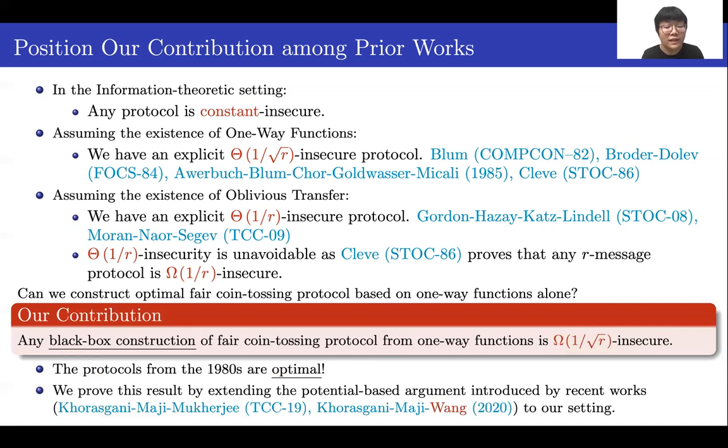We prove this result by extending the potential-based argument introduced by recent works. I want to stress that the hardness of computation result for fair coin tossing protocols extends naturally to all multi-party randomized functionalities as long as the honest players are not in the majority.